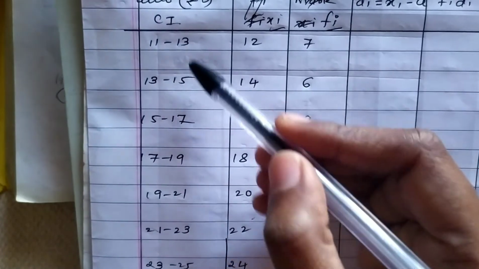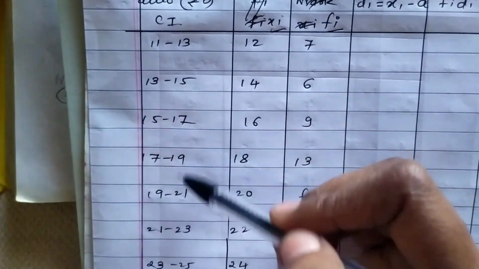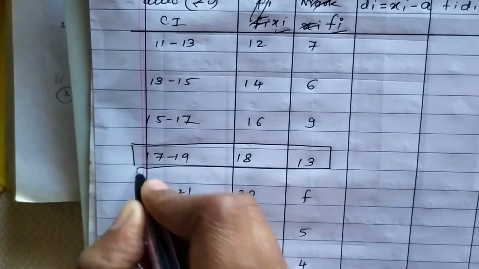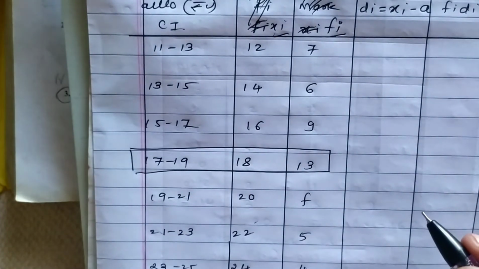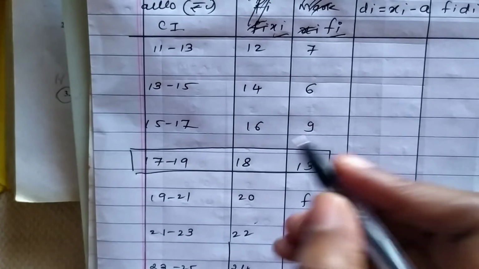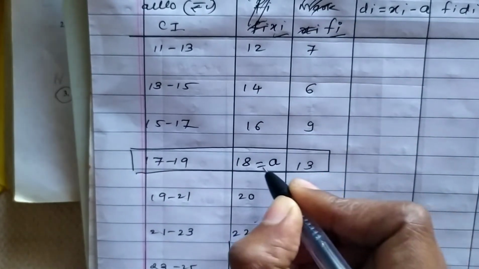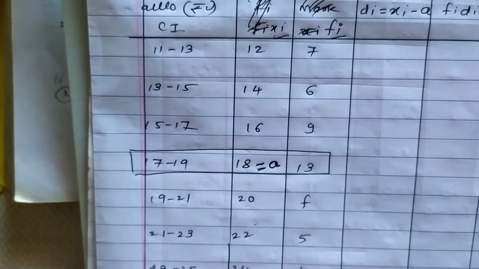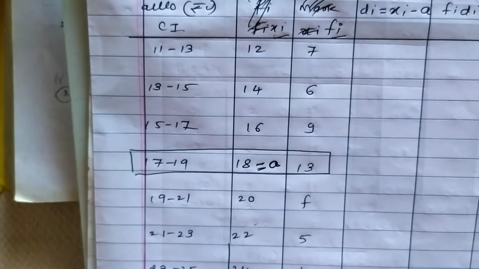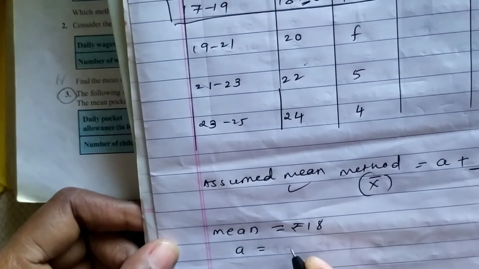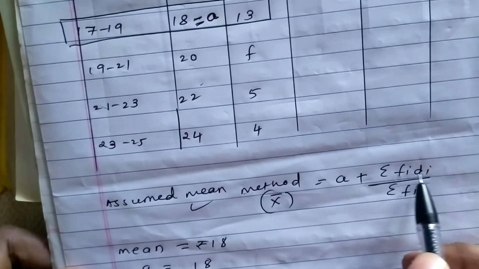You can see there are equal numbers of classes here, 1, 2, 3 and 1, 2, 3. This is the modal class, and this is the class mark of the modal class. This is A, the assumed mean. So A is 18. Then first find Di.